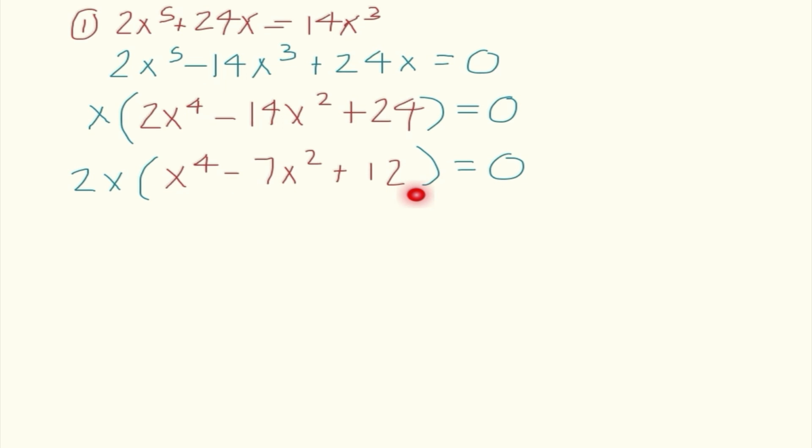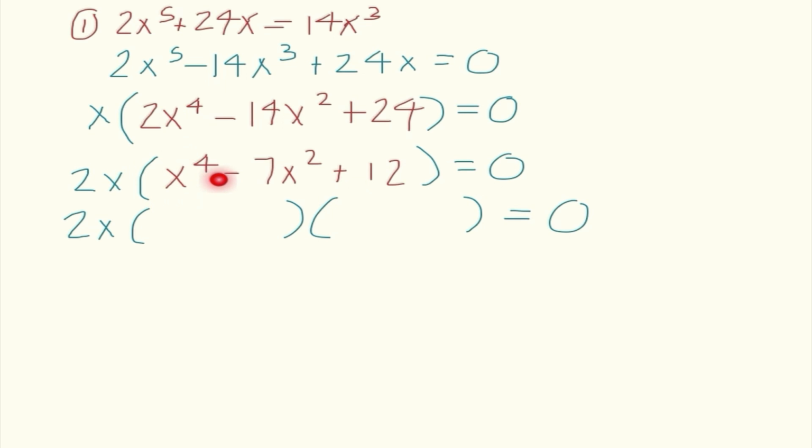Now, this trinomial right here, we are actually going to factor by using opposite of FOIL. So we're really used to dealing with x squared, x, and a constant. Here I'm doing that same concept.